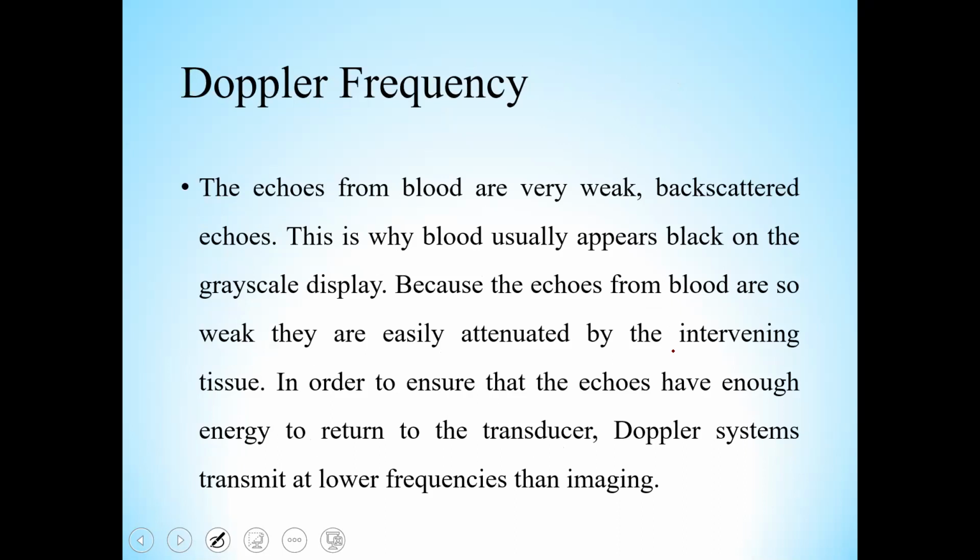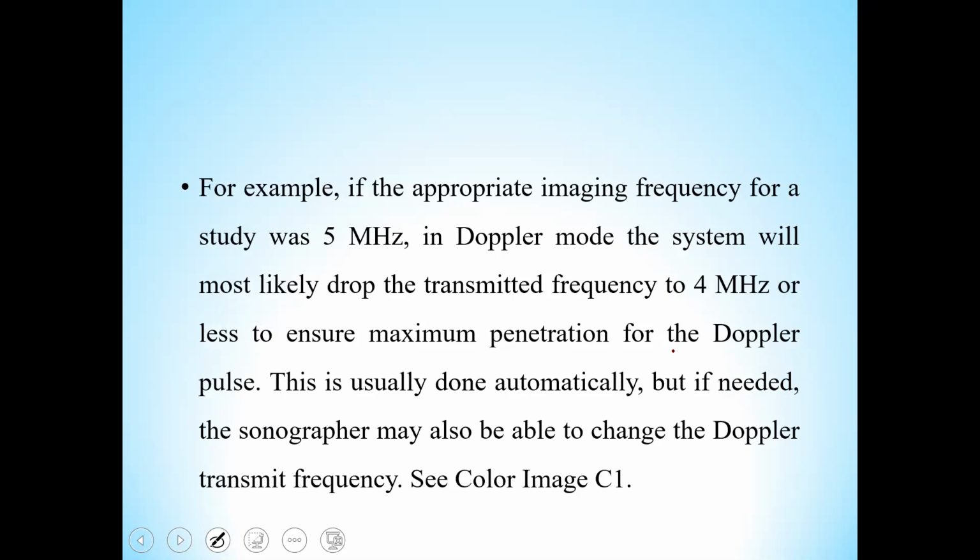Doppler frequency: the echoes from blood are very weak, backscattered echoes. This is why blood usually appears black on the grayscale ultrasound. Because the echoes from blood are so weak, they are easily attenuated by the intervening tissues. In order to ensure that the echoes have enough energy to return to the transducer, Doppler systems transmit a lower frequency than the grayscale imaging frequency.